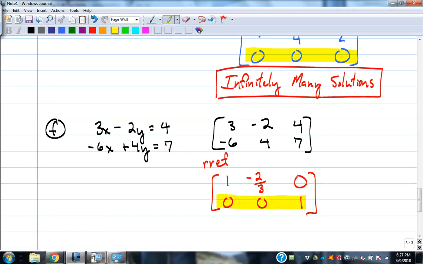What is this bottom row saying? It's saying 0 x's plus 0 y's is equal to 1. If I take no x's and no y's and I add them together, can I get 1? 0 plus 0 is never going to be equal to 1, right? So that creates a false statement, which means that there's no solution to this system. Anytime that bottom row has all zeros and it's equal to something else on the end, it doesn't have to be a 1, it could be anything else, but it's anything else in that spot right there, it's no solution.